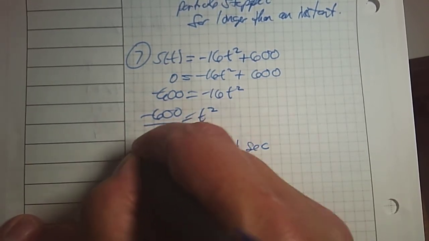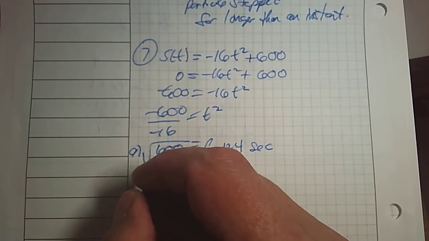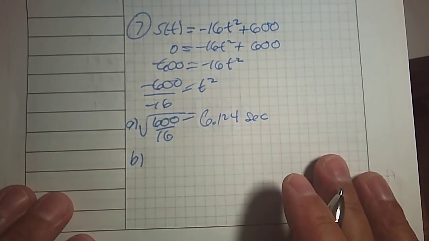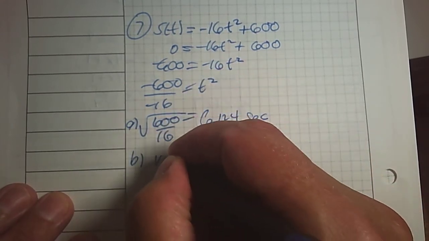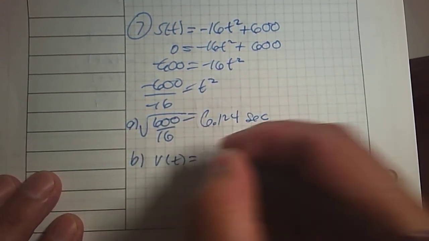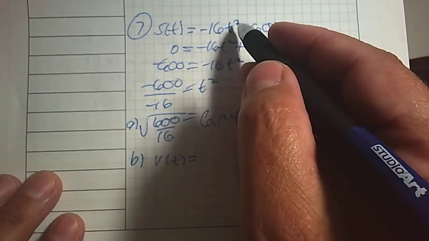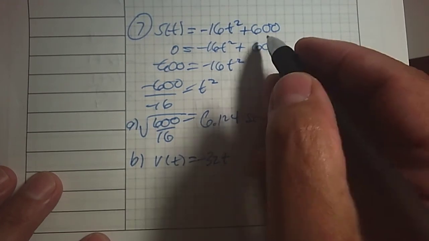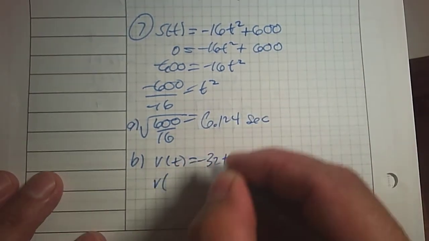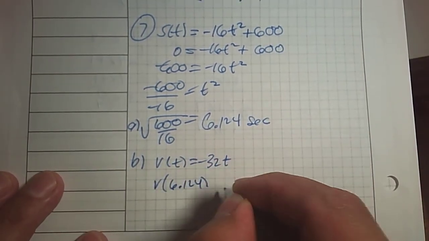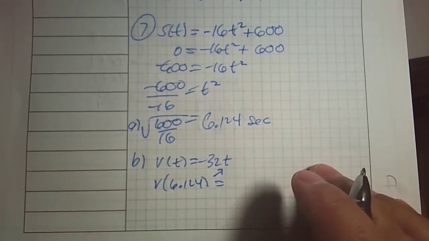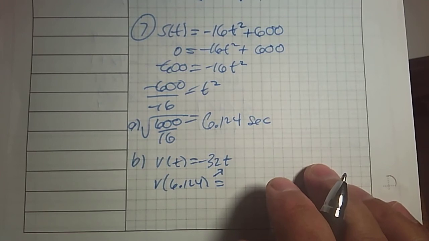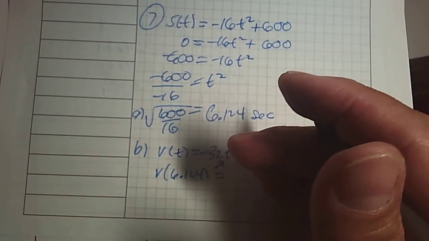B. For B is, what is the pebble's velocity when it hits the ground? So then we need to find the velocity equation. So the velocity equation is the derivative. So that's 2 times negative 16. Subtract 1 from the exponent. The derivative of 600 is 0. Then we take the answer we just came up with, 6.124, and plug it into there. So if you take 6.124 and plug it in, what do you get?